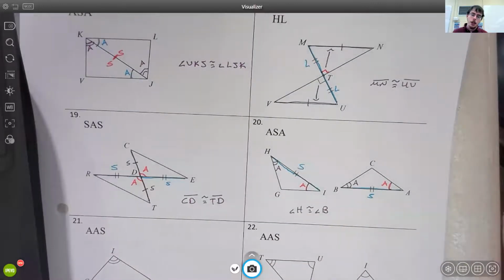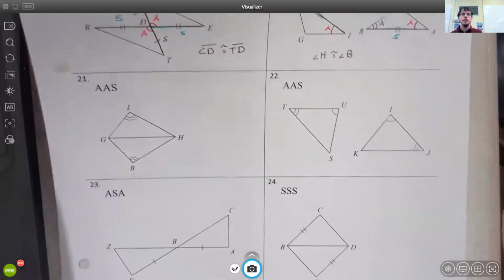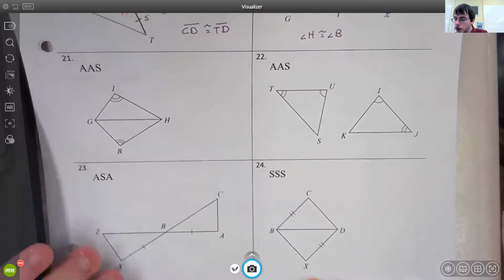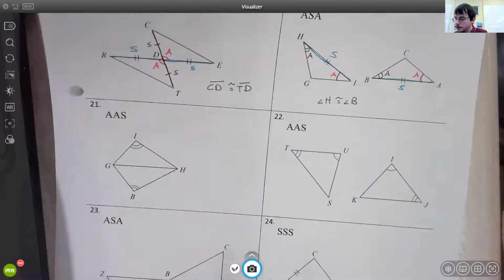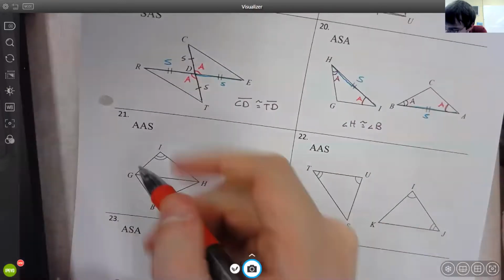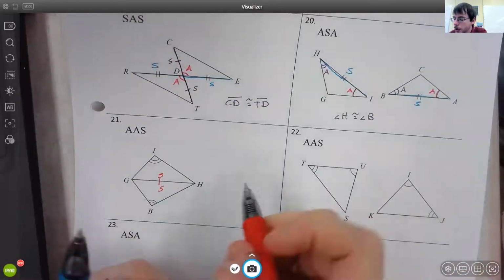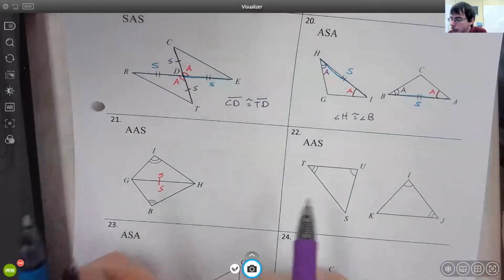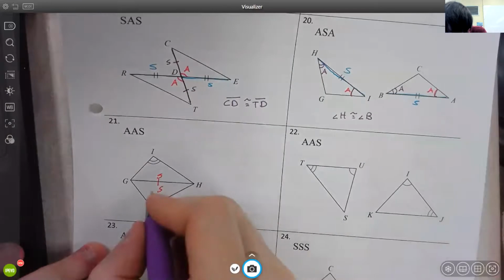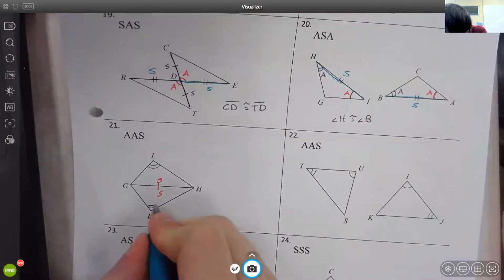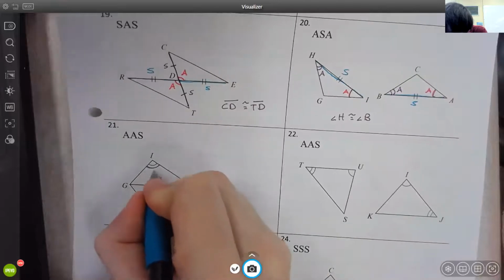Okay? So I want you to try the next 4. So pause the video, try these out, and then check and see if you're correct. All right, let's look at number 21. It wants angle, angle, side. We see here that we have a shared pair of sides. So those are congruent. And we're given 2 angles here and here.